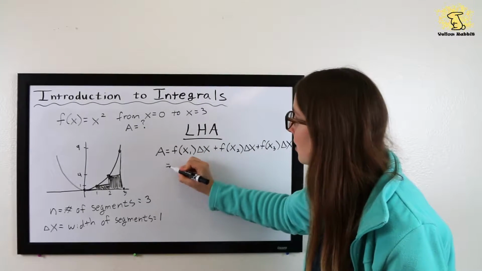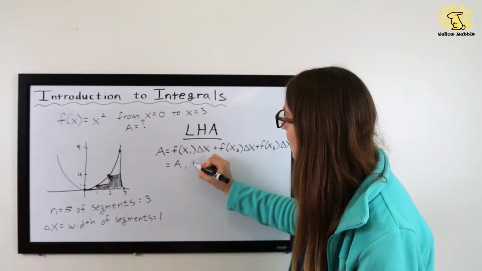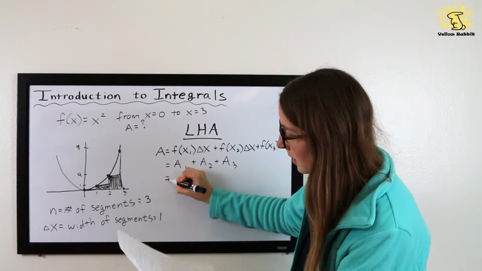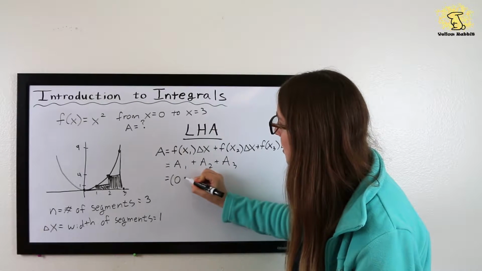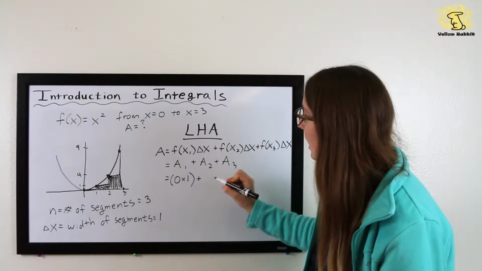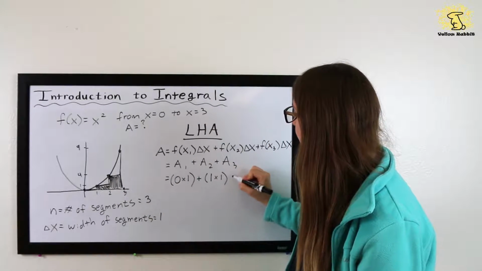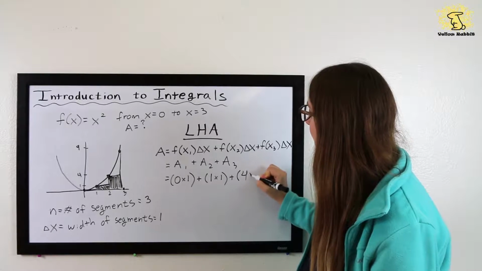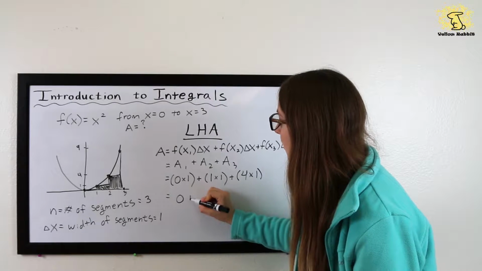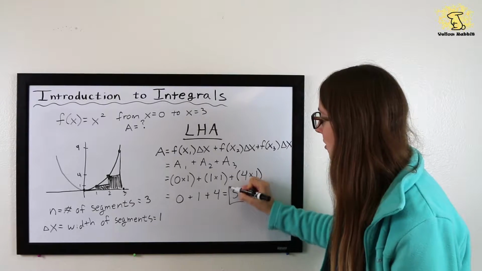So for this particular set of constructed rectangles, this would be area 1, area 2, area 3, which is equal to first area 0 by 1, plus second area, height is 1, width is 1, third area, height is 4, width is 1, so I'm left with 0 plus 1 plus 4 equals 5.